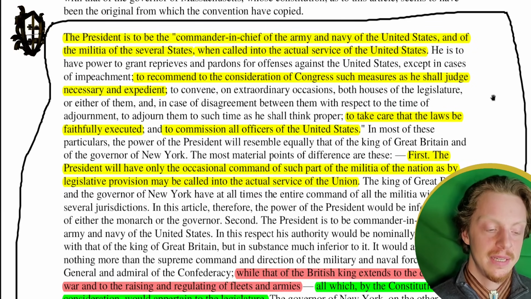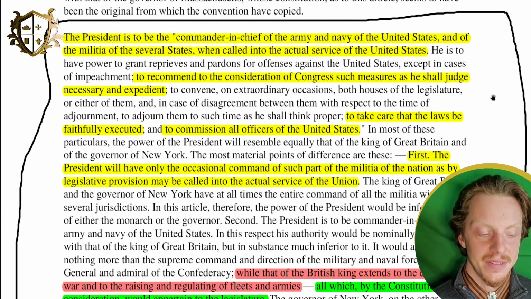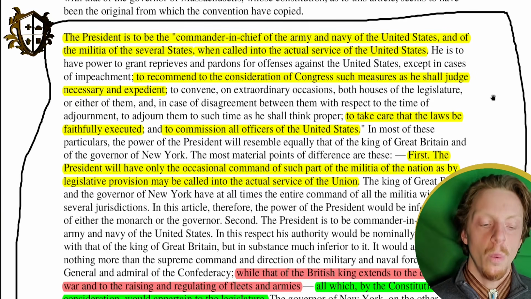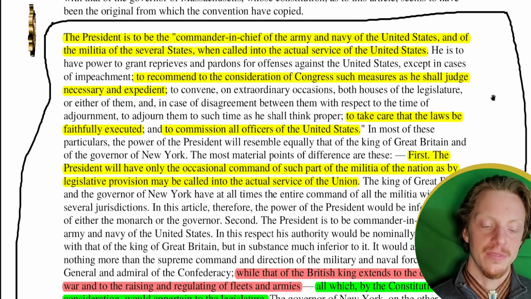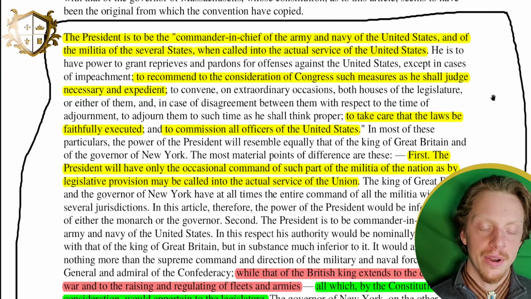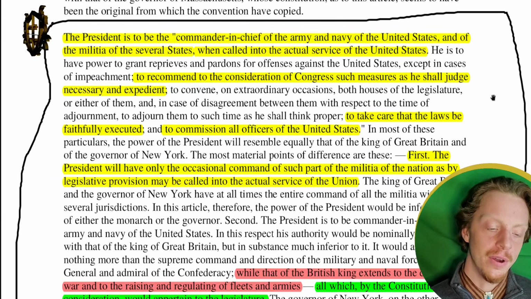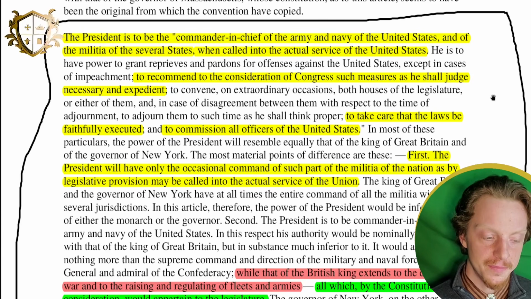President. The President is to be the Commander-in-Chief of the Army and Navy of the United States and of the militia of the several states when called into the actual service of the United States. And again, who gets to determine that call, when that call is made, and further how it's made? The U.S. Congress, Article 1, Section 8.